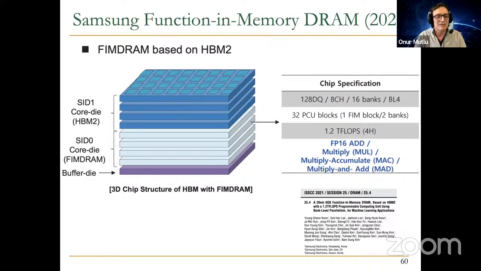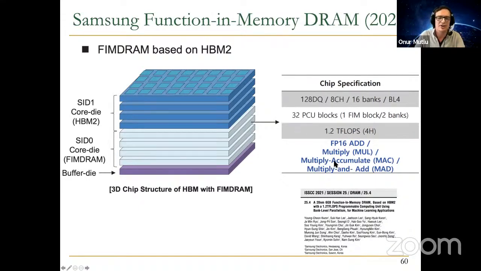But just to give you an idea of the complexity of the systems today, this is based on something called high bandwidth memory. And you can see that they're stacking. They're really stacking layers of chips. You can see that there are some memory layers over here, and there are some compute layers, like FIMDRAM layers. So there are some compute capable memory layers that they have.